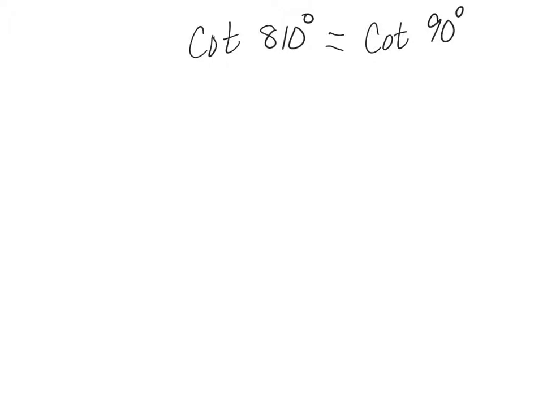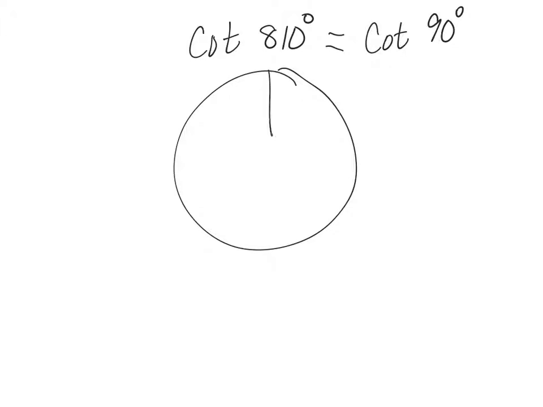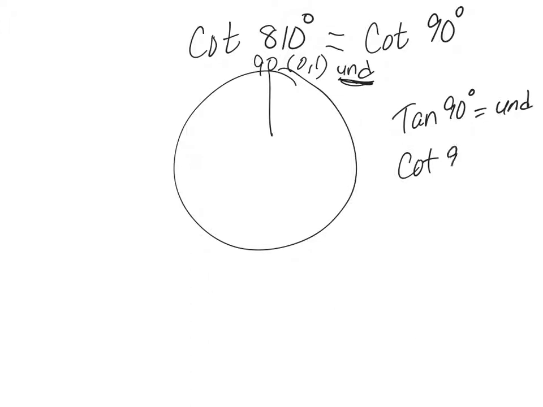So we're going to go to your unit circle, and your 90 is right up here, right? And next to it is a 0, 1, and an undefined. So this is your tangent. If tangent of 90 is undefined, what is the cotangent of 90? What is the reciprocal of undefined? The reciprocal of undefined is 0.